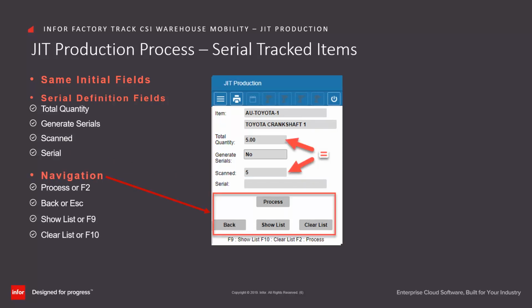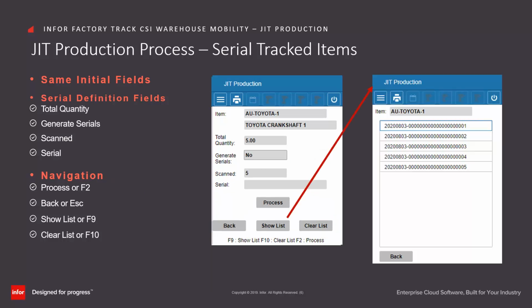Factory Track then presents the processing options. We can press on the Process button to complete the JIT production transaction. Click on the Show List button to display the captured serials, or click on the Clear List to clear all the captured serials and start again.